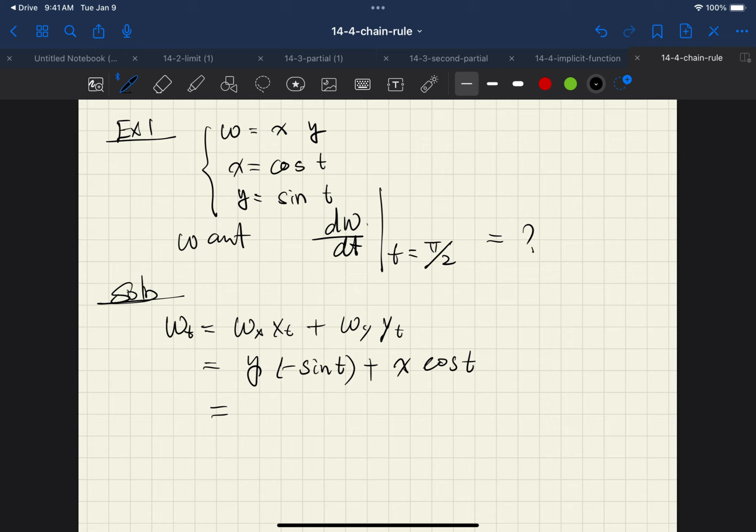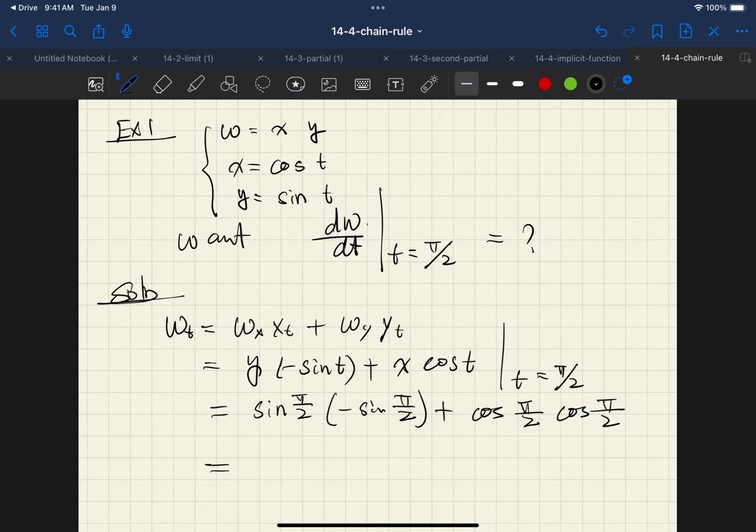Now I want to look at t equals pi over 2, then I need to replace that. So when I look at y, which is sine t, the y value at t equals pi over 2 means sine pi over 2. And then negative sine pi over 2. And x is cosine t, so cosine of pi over 2.